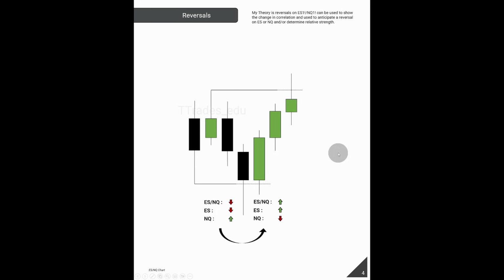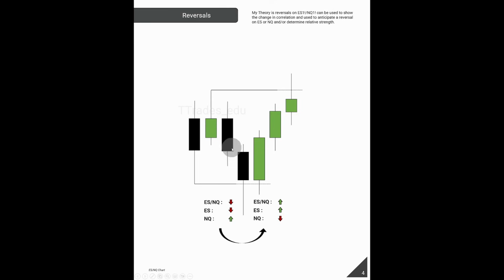The last thing I want to talk about is a theory I've come up with, and that theory is that reversals on the ES and NQ comparison chart can be used to show the change in correlation and used to anticipate a reversal on ES or NQ and/or determine relative strength. And so what do I mean by that?